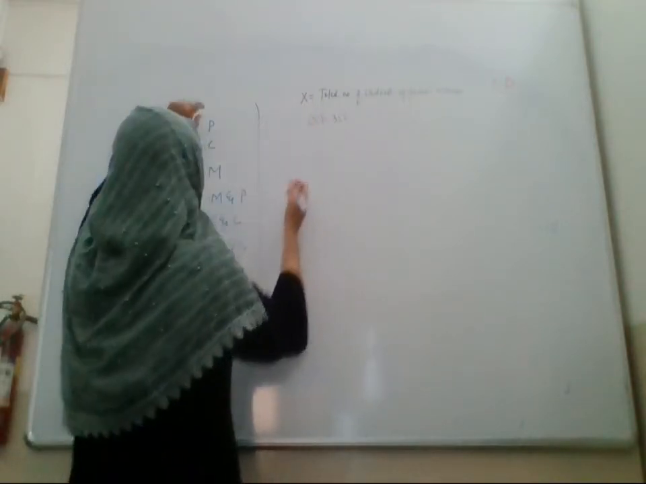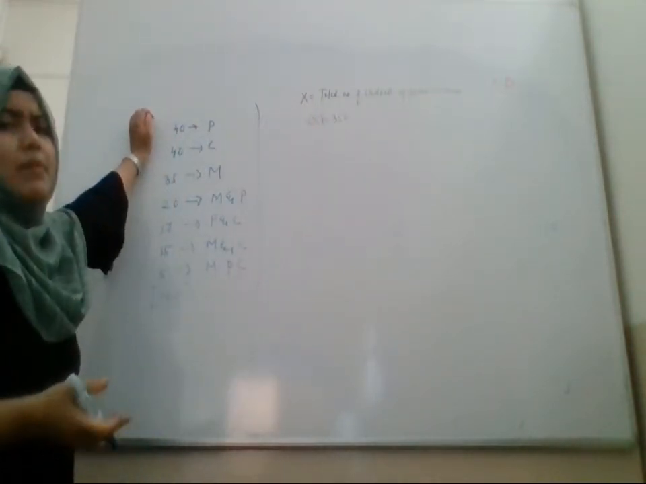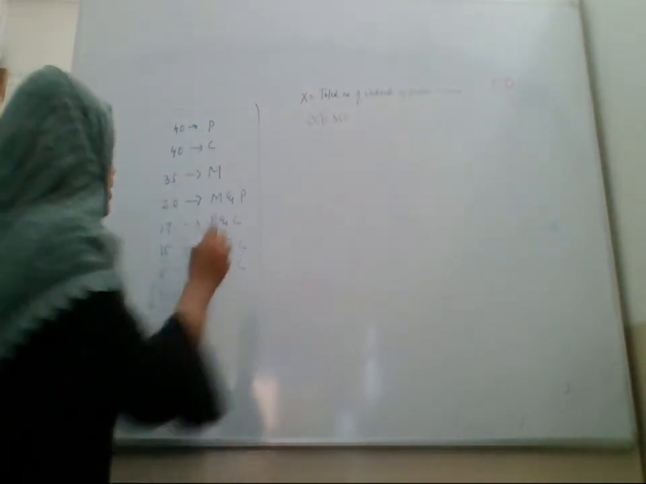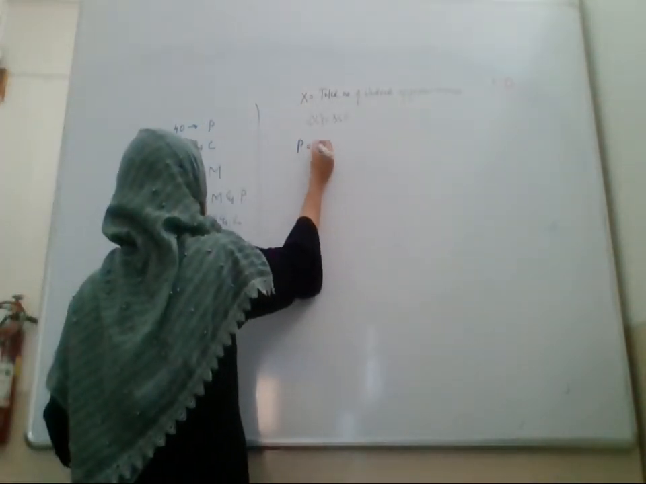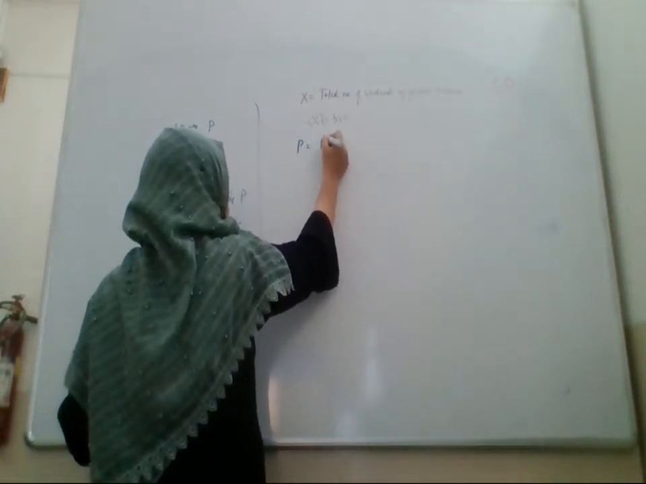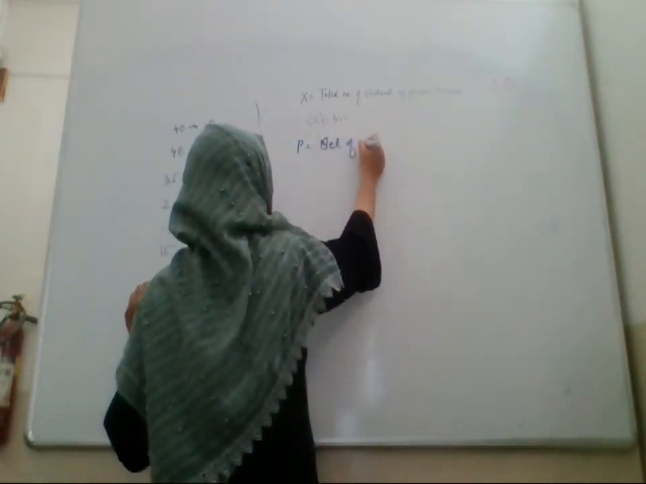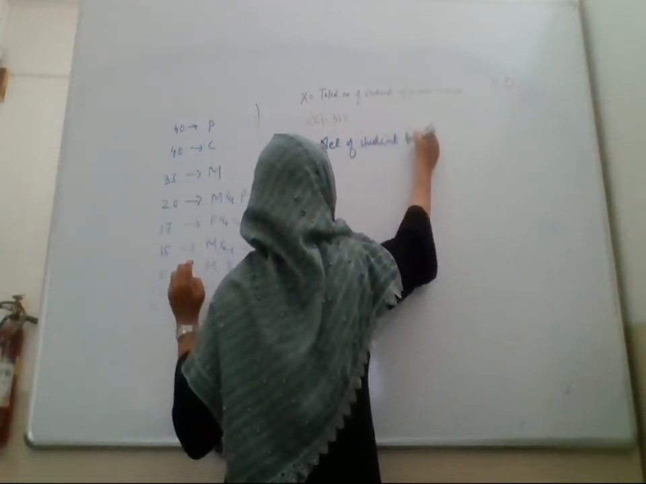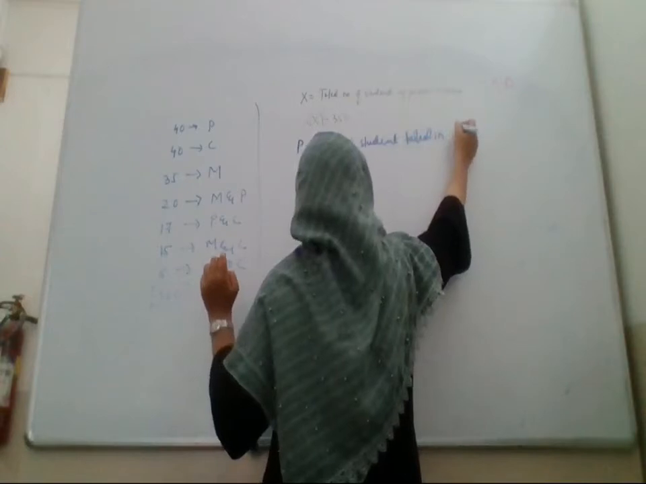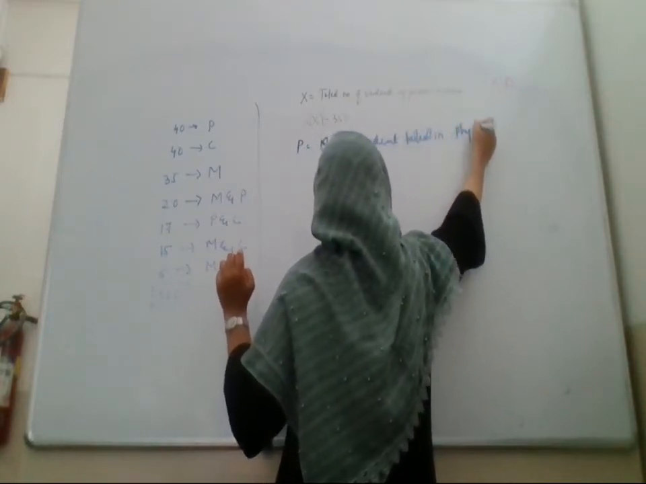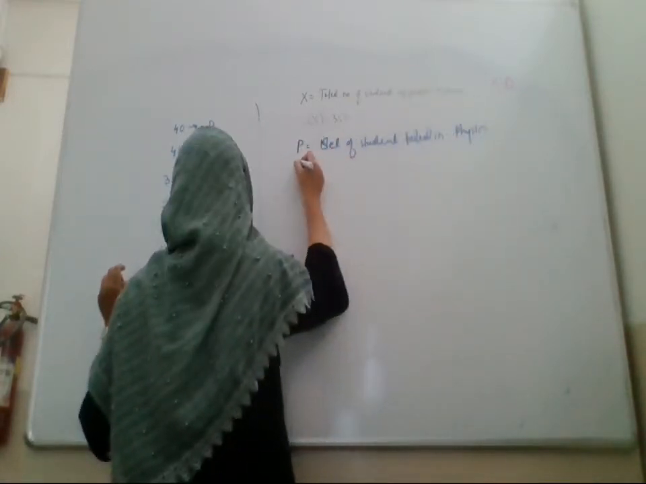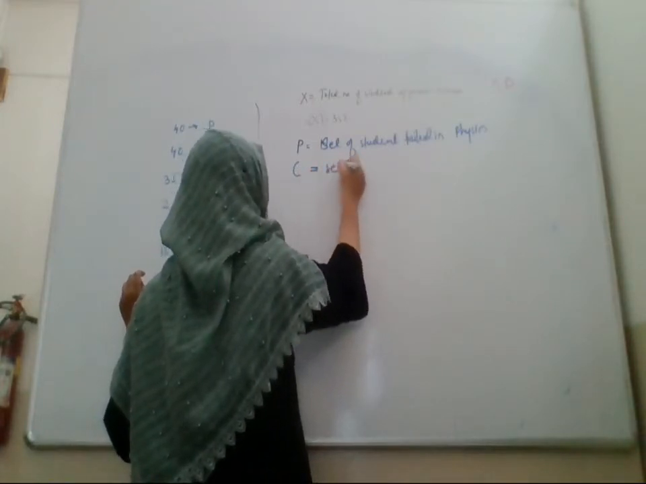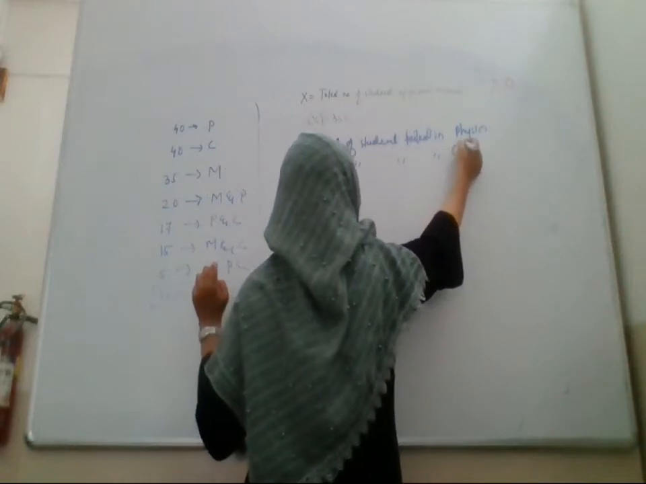Now we will take, you can take any letters A, B, C, D, but I am taking P, C, M, okay, to denote the subjects. So P is the set of students who failed in physics. Okay. Then C is the set of students who failed in chemistry.